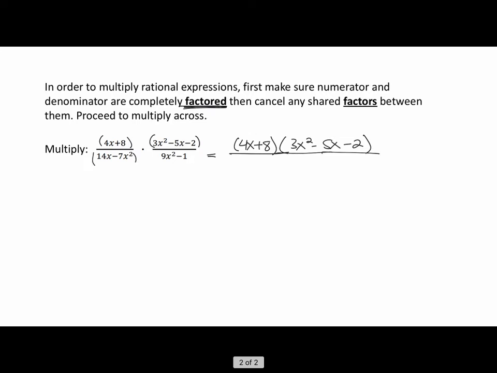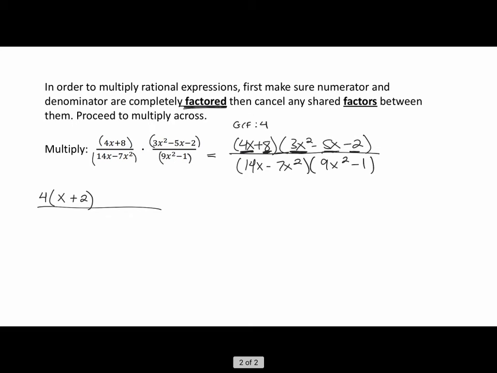And then in the denominators, if there's more than one term, lock those up as factors. So 14x minus 7x squared, and 9x squared minus 1. I have a feeling we've got a lot of factoring ahead of us here. So let's look at the numerator first. Our first factor, is there a common factor there? It looks like, yes, 4. Okay, so let me factor out a 4. Divide from those terms, so 4x divided by 4 is x, and 8 divided by 4 is 2. And that's actually as much factoring as we can do because the exponent on this variable is 1. We know it's done.